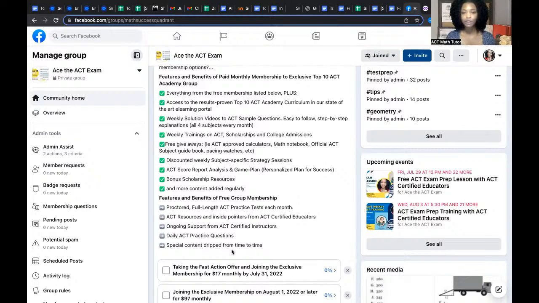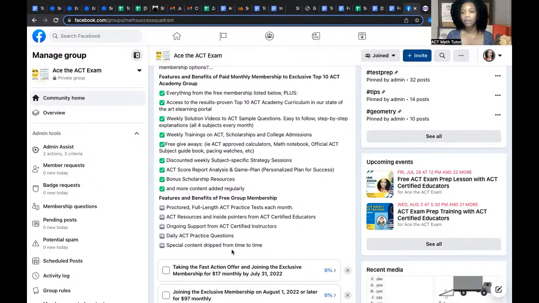If there are any questions, please let us know. But we are looking forward to this upgraded experience and allowing people to be a part of our top 10 ACT program at a much lower entry point. So for $17 a month, you can get access to our curriculum and go through it yourself as a do-it-yourself option and really prepare for the ACT. Of course, if you need assistance from us, we're more than happy to help you.